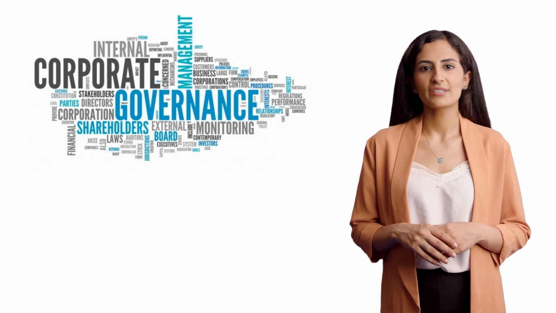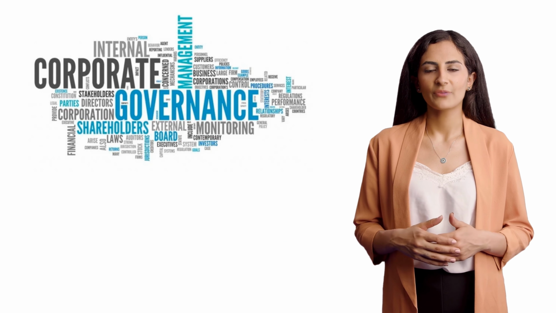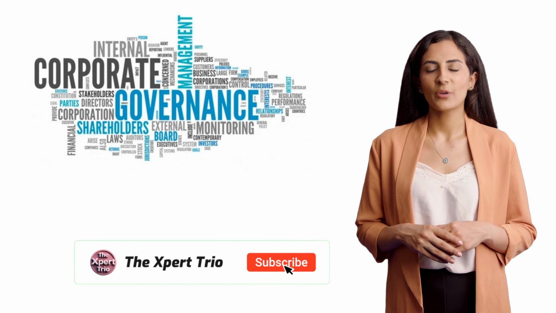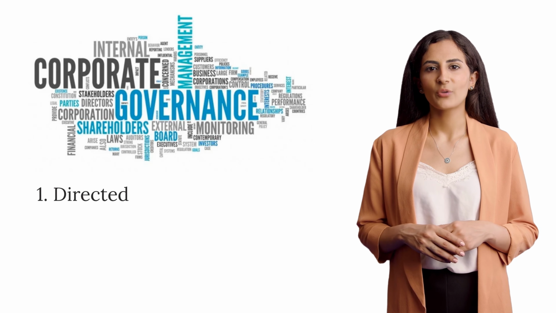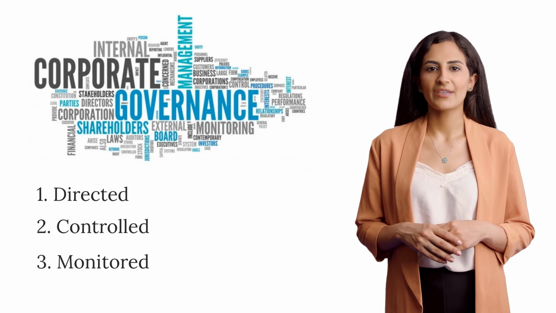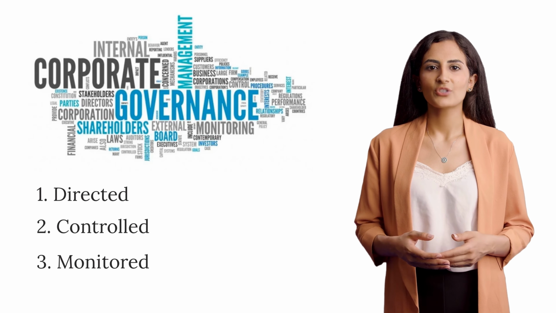Corporate governance, business level governance. Corporate governance is the highest level of governance in an organization. It defines how the organization is directed, controlled, and monitored. Corporate governance focuses on business objectives, ethics, accountability, and stakeholder interests.